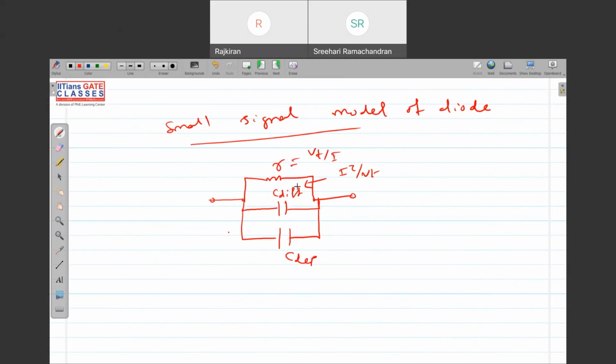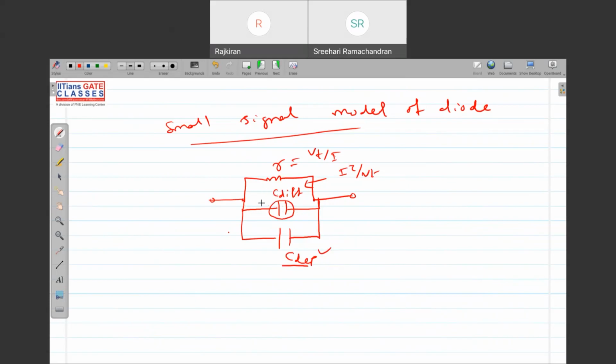Can this C diffusion and C depletion be represented in the same figure, because one is in forward bias, one is in reverse bias? No, nothing like that. I told you in reverse bias, the diffusion capacitance will be very, very small, approximately 0. In forward bias, it is there, and depletion will be there too. Both will be there, depending upon the region, some will be small, some will be bigger.